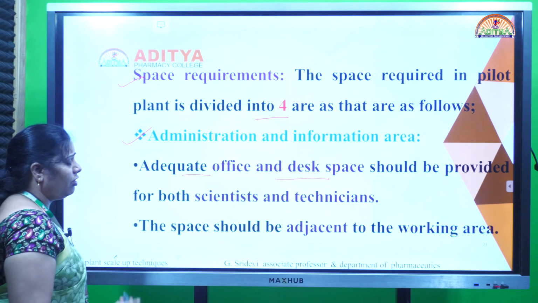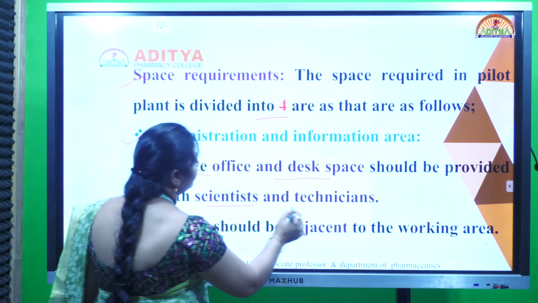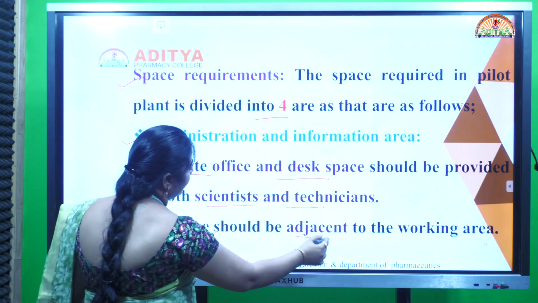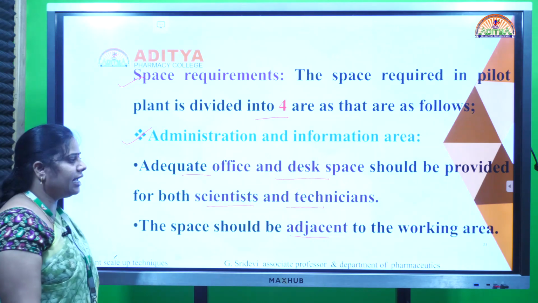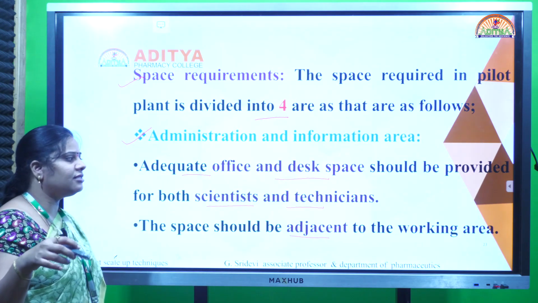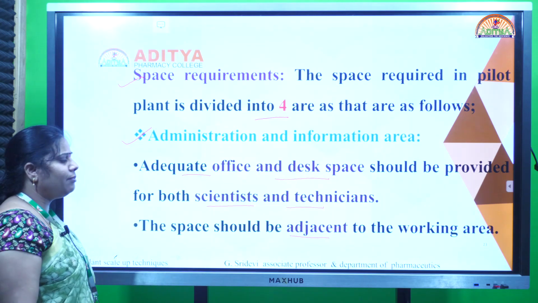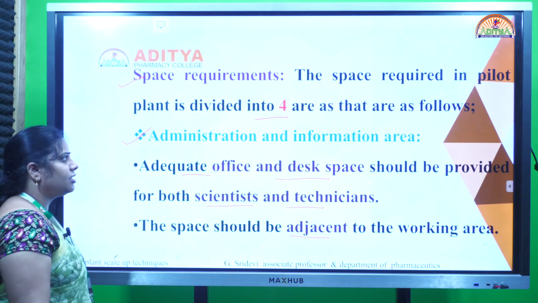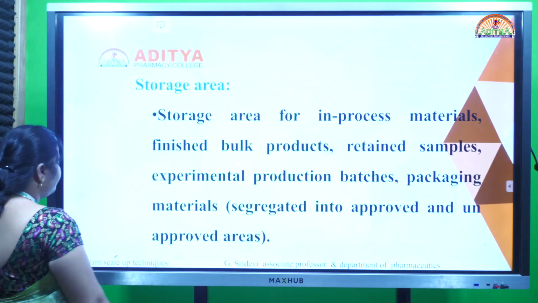This is to get the complete information and to give the complete information to the scientists and the technicians. And next, the space should be adjacent to the working area. The particular office should be adjacent to the working area. The information available in the different departments is reported in this office or desk space, so thereby this information is further shared with the different scientists and technicians. For this purpose, the administrative and information area should be placed.